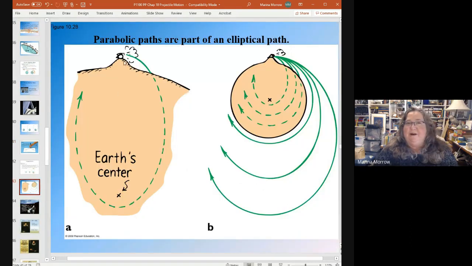It turns out that parabolic paths and elliptical paths are actually related. When you shoot a cannonball and it falls down to the Earth, that is actually part of an elliptical path around the center of the Earth. Eventually, if your cannonball is able to go fast enough, then it would just circle the Earth. And a circle is a type of ellipse, a special case. Okay, so that's the end of this section.